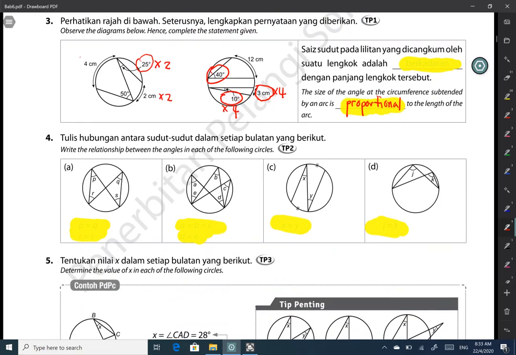Write the relation between the angles in each of the following circles. So we see this one. P and Q are from the same arc. That means P is equal to Q. We see the R and X are from this arc. Okay. R is from this arc. Our S also from the same arc. So our R is equal to X.